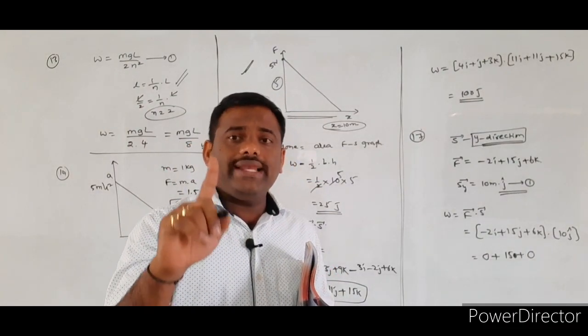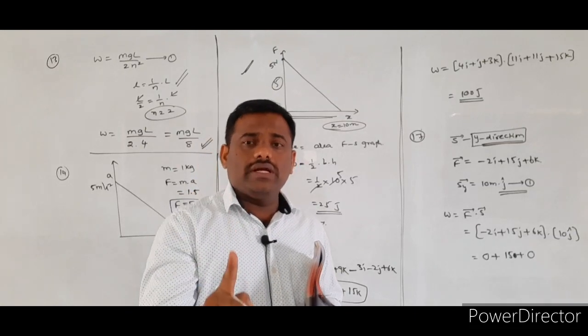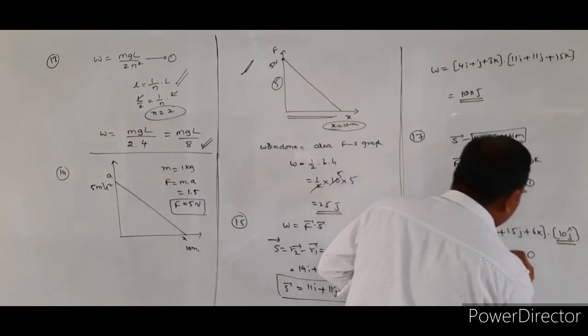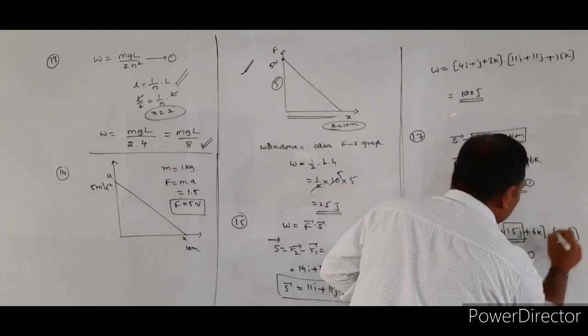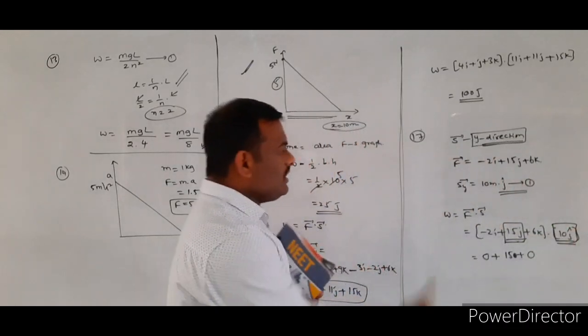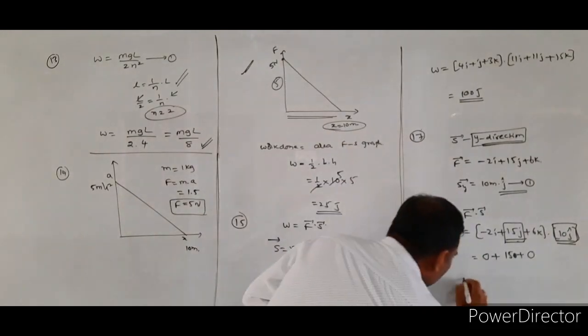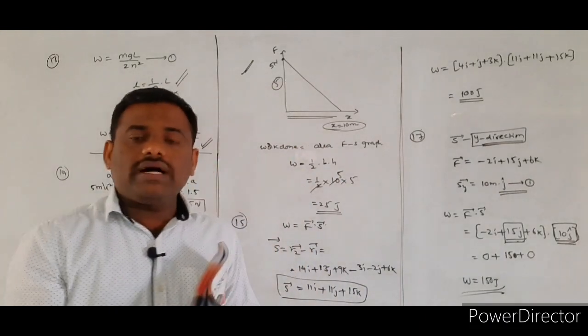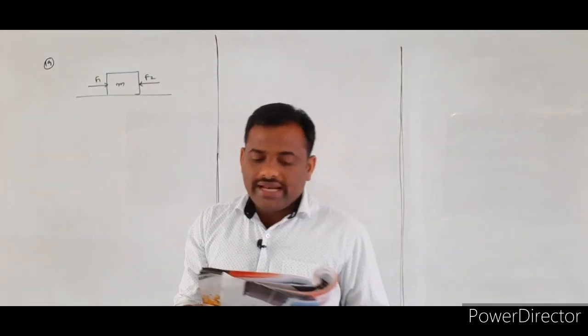Only i dot i equals 1, j dot j equals 1 and k dot k equals 1. Here only the j component will be there, so we have to consider the j component only. So 15 times 10 is 150, therefore work done is equal to 150 joules.